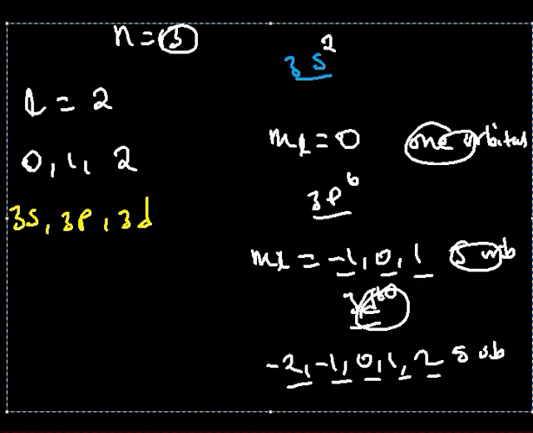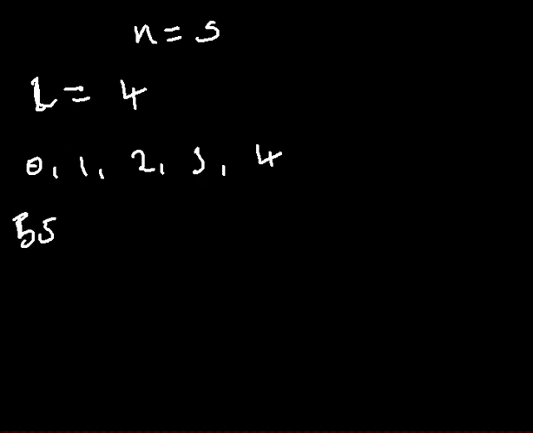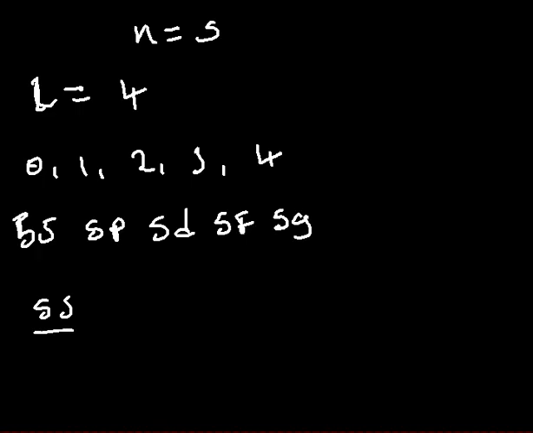And how about if we have, let's say, energy level 5? The principle remains the same. We have the value of L given as 4, and the values of the subshells corresponding to L = 4 are 0, 1, 2, 3, 4, and this is 5s, 5p, 5d, 5f, and 5g. Now the value of L corresponding to 5s is 0. Therefore, for 5s, ML is 0. That is 1 orbital.